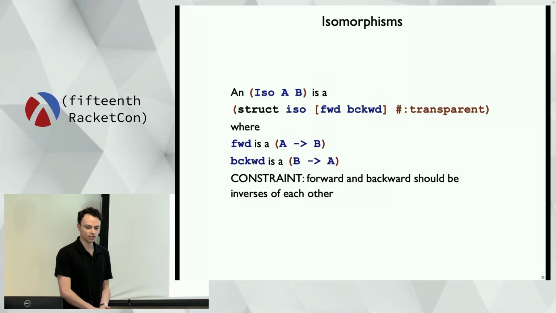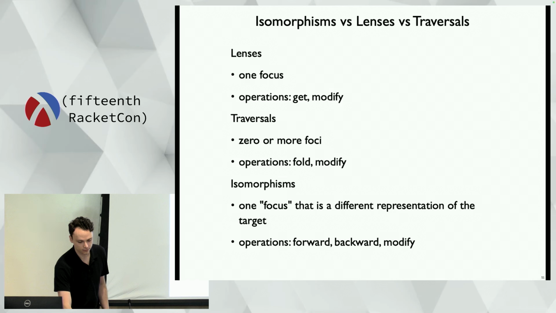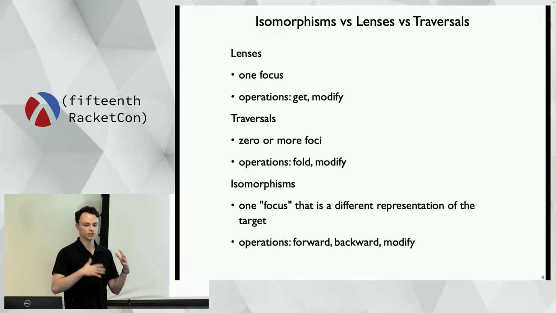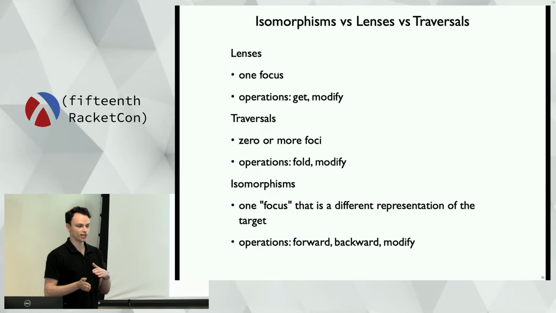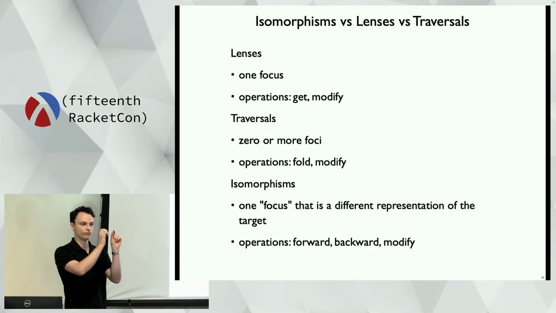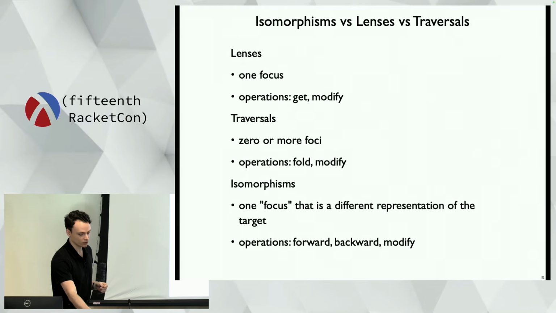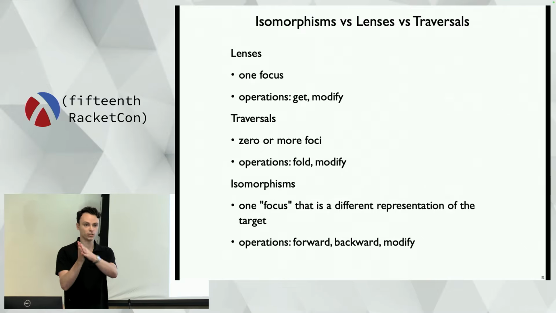And so here's the data definition. We just store the forward and the backward conversions, and they ought to be inverses of each other so things work right. Now, let's think about how this fits into the hierarchy of optics. So lenses have one focus, traversals have 0 or more foci. Isomorphisms have one focus that's a different representation of the target. And we have forward, which is kind of like a lens getter, because forward gets the value of the focus, which is the more convenient representation. But weirdly, we also have backward, which lenses don't have any analog of, because here, given the string, we can recover the symbol. But if I just gave you the x value of a posn, you can't get the posn back because there's not enough information.